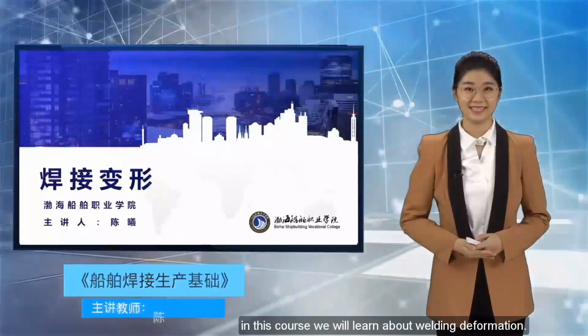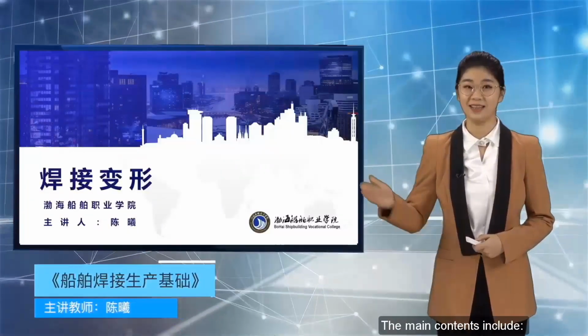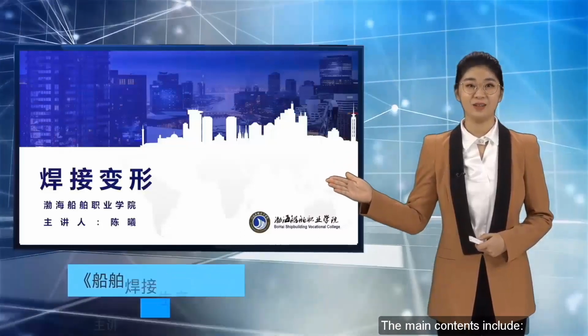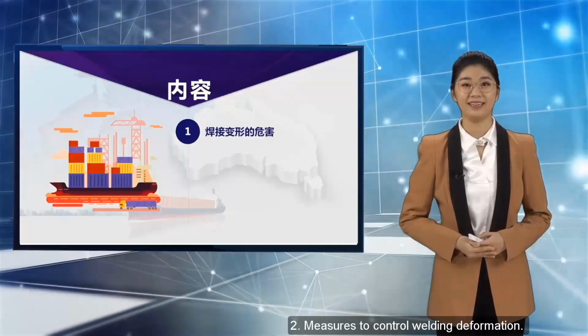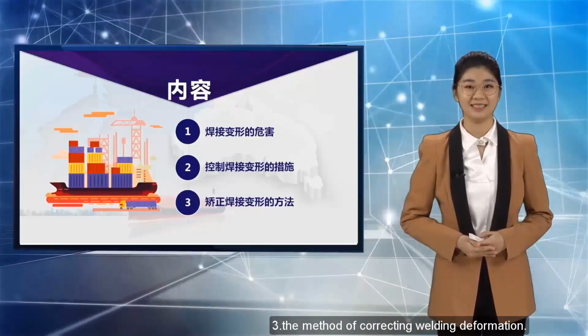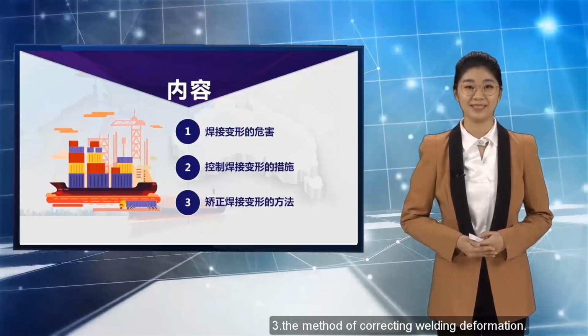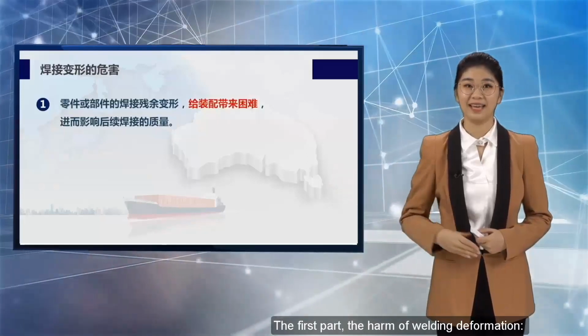Hello everyone, in this course we will learn about welding deformation. The main contents include: 1. The harm of welding deformation. 2. Measures to control welding deformation. 3. The method of correcting welding deformation. The first part, the harm of welding deformation.